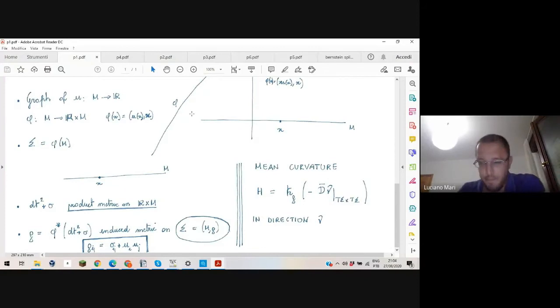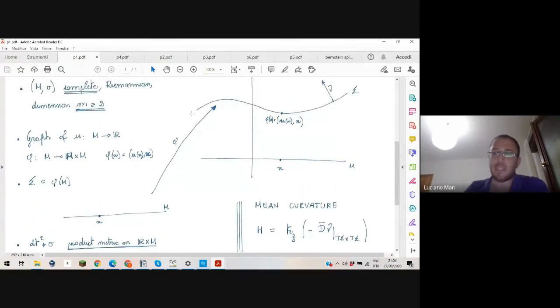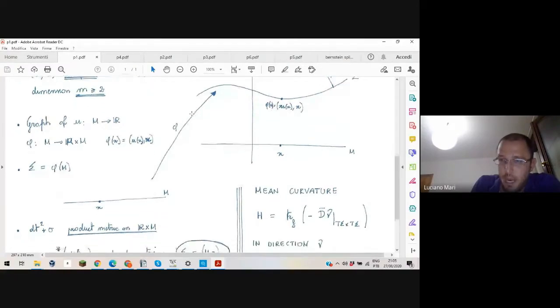When I have an immersion of this kind, the mean curvature is a trace, in the graph metric G, of the derivative of the normal vector. And I made the choice that H is minus the derivative of the normal vector in the upward direction. So it's a mean curvature in the upward direction.